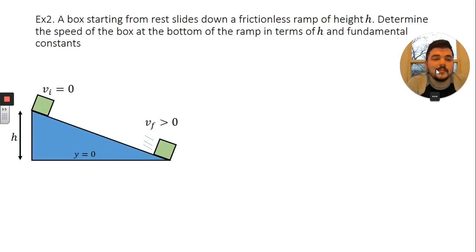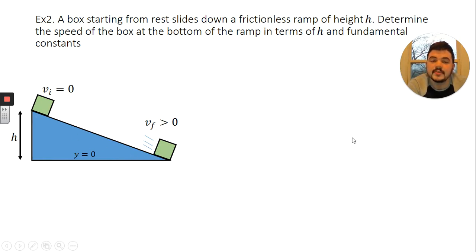First, with this example, we have a box that starts from rest and it slides down a frictionless ramp of height h, and we want to determine the speed of the box at the bottom of the ramp in terms of h and the fundamental constants. And so let's look at our picture over here. We have a box at rest initially, it slides down, and now in the final scenario, it is moving, but it's at our reference height, y equals 0. So we know the height, but we don't know the length of the ramp or the angle of incline theta.